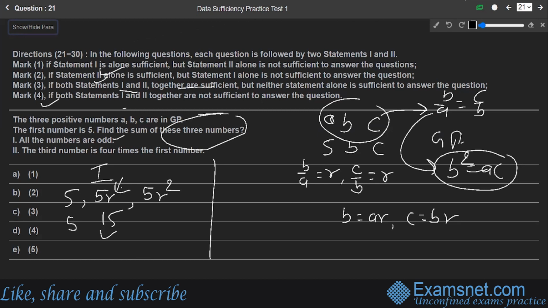And if here R is 3, so it becomes 5 into 3 square is 9, 5 9 45. So these are the three numbers that we receive. But the importance of R is very important, because if R is not there, then the numbers cannot be defined. And if the numbers cannot be defined, we cannot find the sum of them. So just by saying that all the three numbers are odd doesn't solve our purpose. There can be n number of odd numbers. So the statement number one alone is clearly not sufficient.